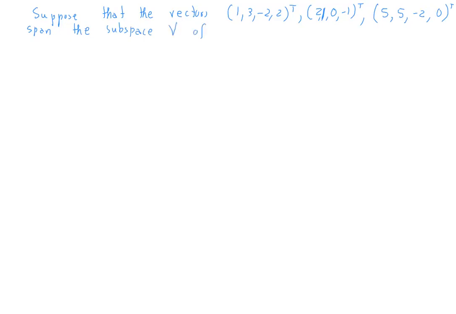V of R4. Find the basis. Can anybody tell me, so I have three vectors that span the subspace V. Why do I hesitate to say that they form a basis? So I have these three vectors, they span a subspace of R4. This means the subspace consists of all linear combinations of these vectors. Can anybody explain to me why am I stopping short exactly? I don't know whether they're linearly independent or not.